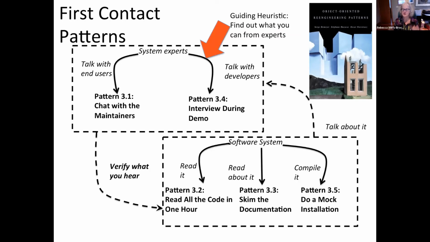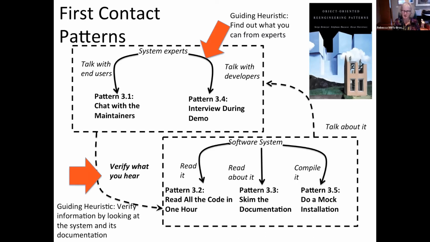The first thing is find out what you can from experts. Don't just trust the system on its own. So that guides you to talk with end users or developers. And the other guiding heuristic is verify information by looking at the system and its documentation. One of the patterns I think is kind of funny is read all the code in one hour. Well, if it's a large system, you'd probably read the highlights and have someone show you what's most important, guided by interesting tests. So anyway, those are guiding heuristics.